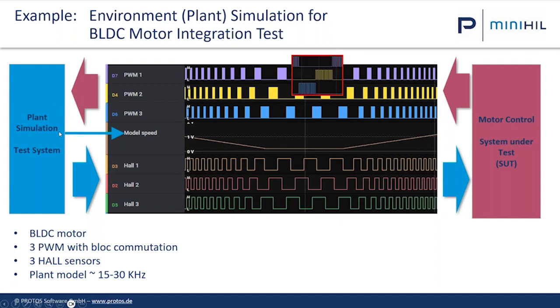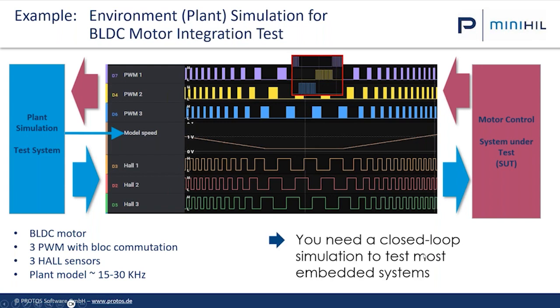If you have a plant simulation, a motor simulation, the simulation measures the PWMs, calculates the new speed of the model of the motor, and generates the signals in the same way the real motor would generate the signals. So by doing that, you have satisfied the interface and the closed loop expectations of the motor control system. And now you can actually run your software and bring it into any state you want. So in most cases, you need some kind of closed loop or at least open loop simulations to test embedded systems on a higher level than unit tests.